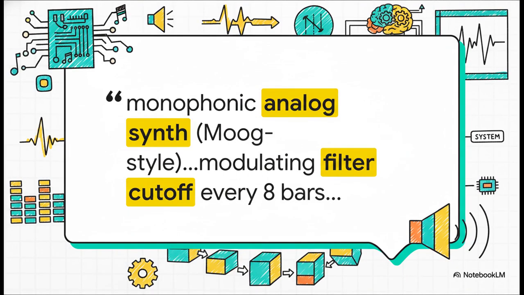Okay, now let's build on that with the baseline. We're specifying Moog style, and that works because the AI has processed countless descriptions linking that term to that iconic warm, fat analog sound. But here's the real kicker. We're programming a performance. It's not just the static loop. It's in the key of A minor, and it's evolving. The filter cutoff modulates every 8 bars. That's what gives the track that feeling of life and movement.